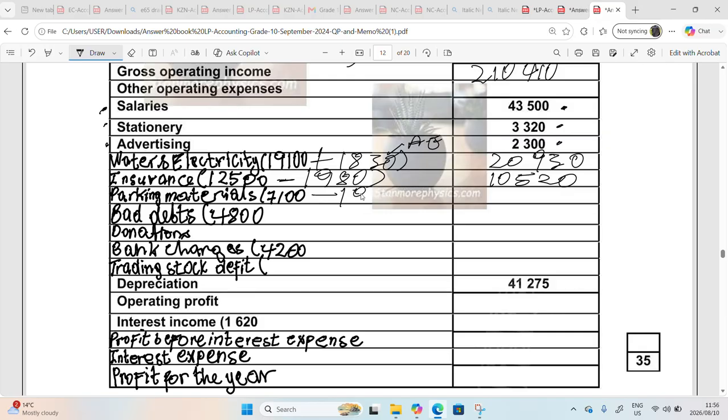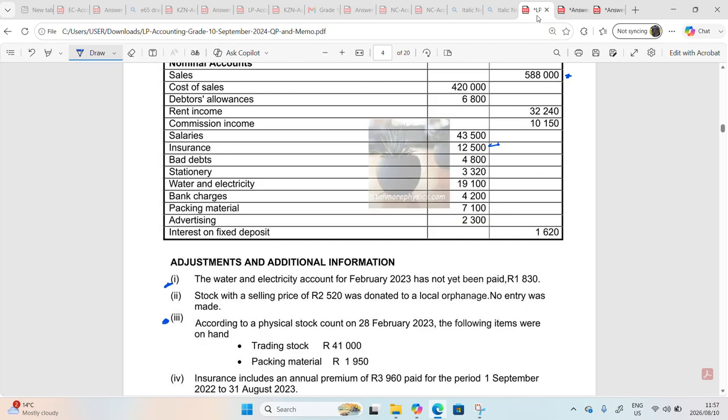Minus 1,950. We are calculating used. We want used packing material. Should have 5,150. All right. So sometimes from the additional information, they will give you a used packing material. If they give you used, you take that used packing material and record it straight to the income statement. But if you have on hand, you minus the on hand so that you can get used. Let's check bad debts.